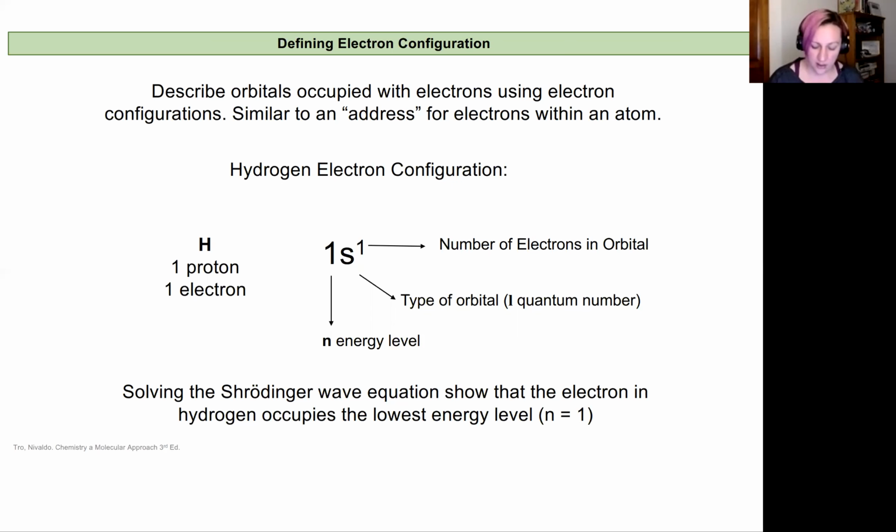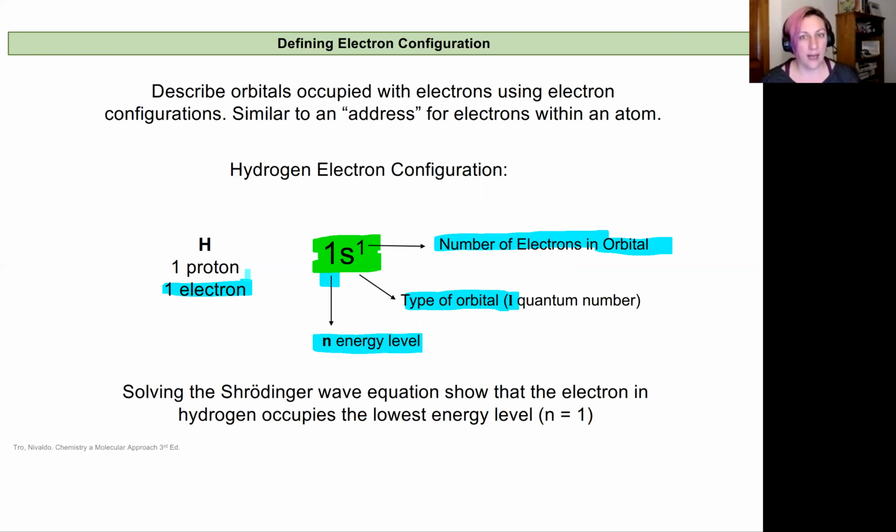If I was going to write it, I would write 1s and then a superscript 1. The 1 in front of the s represents the energy level, and so that's the n quantum number. The s is the type of orbital, which is the L quantum number. And if it was 2, then it would be p. If it was 3, it would be d. And 4 would be f. The superscript always represents the number of electrons that are actually in that orbital. For hydrogen, it just has 1 electron, so it's only going to have 1 in that superscript rather than 2.